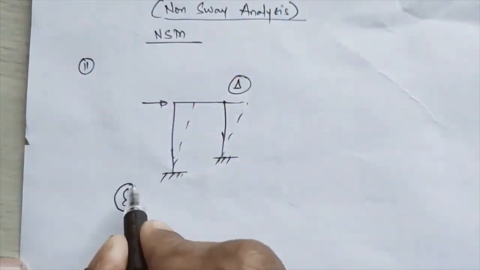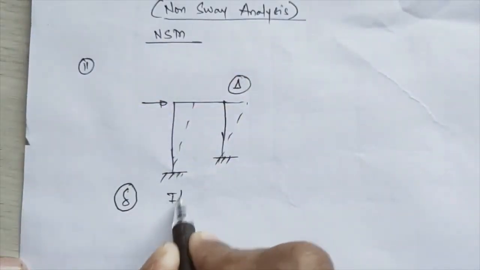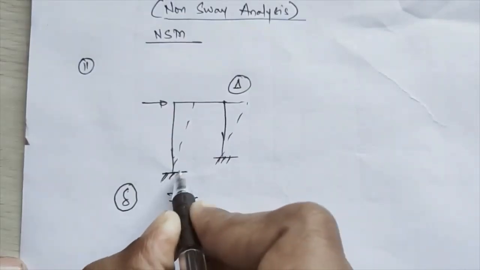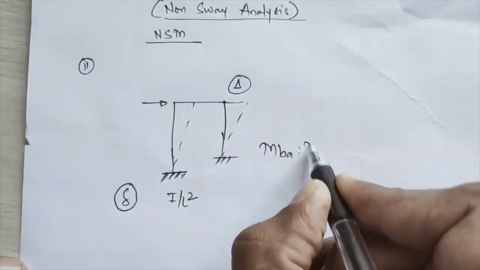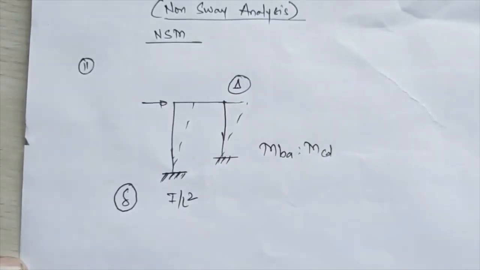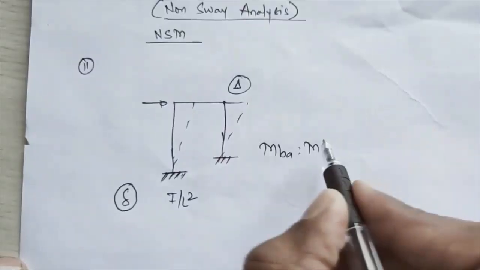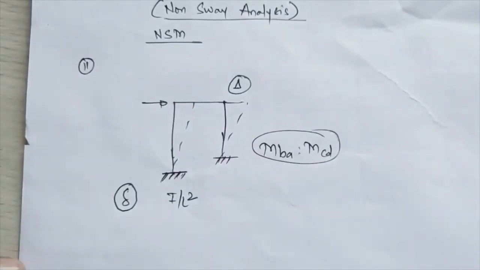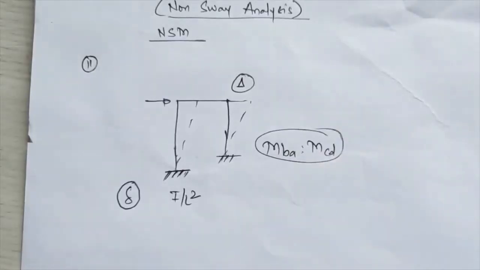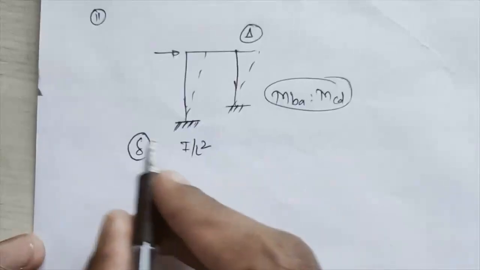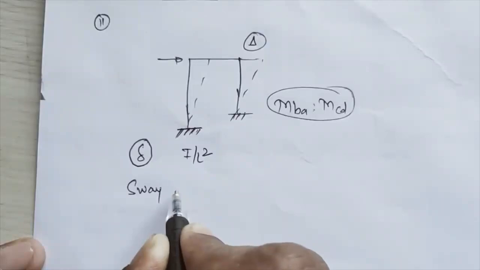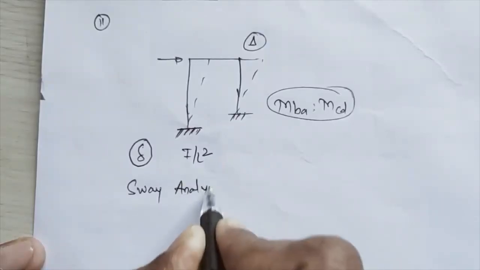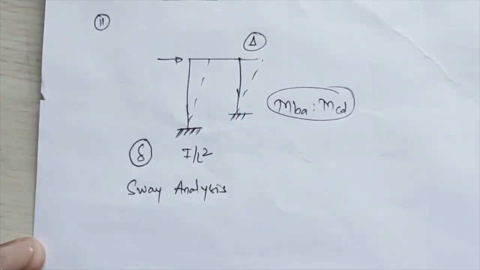So again, by using your relative stiffness factor, that is I by L square, depending on the support conditions over there, you have to calculate the ratios of moments MBA is to MCD, and the remaining moments you have to carry out as I have explained in the previous cases. And again the analysis you have to carry out, that is again the moment distribution table, and that analysis will be called your sway moments analysis, or directly called sway analysis.